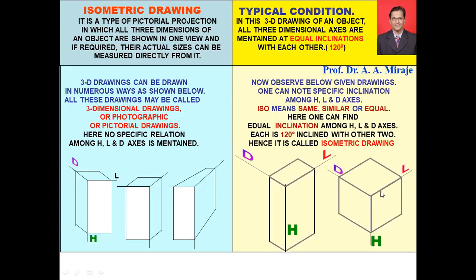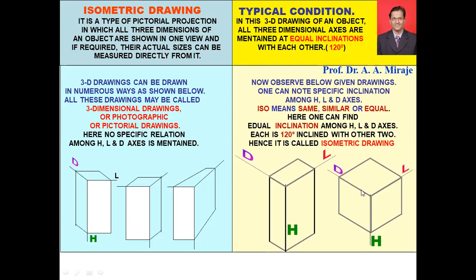So this is 120, this is 120, 120. So all the 3 angles are the same. So that's why the inclination is 120 with each other, and that's why these 3 lines are equally inclined. Equally inclined means same or similar. So that's why it is isometric. That is the meaning of isometric.